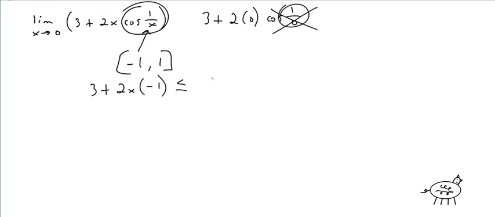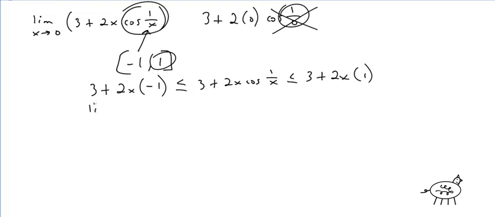And that is going to be less than my other function, 3 plus 2x cosine of 1 over x. And then the biggest value cosine can be is 1, so I'm going to put on the right hand side 3 plus 2x times +1. That makes sense, right? Because that's the smallest value and that's the biggest value, so it's got to be between those.